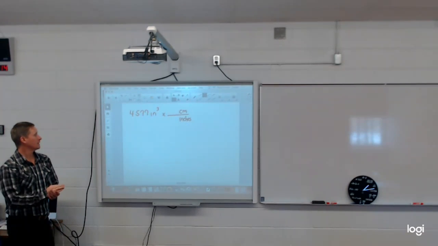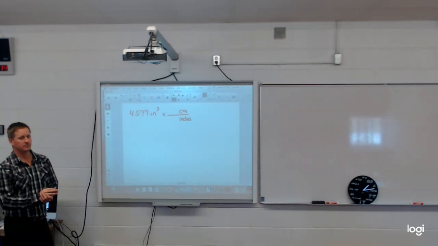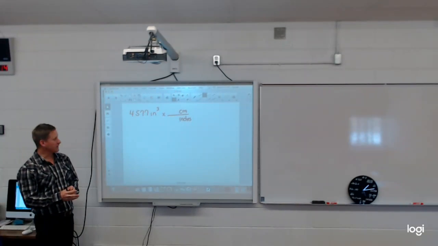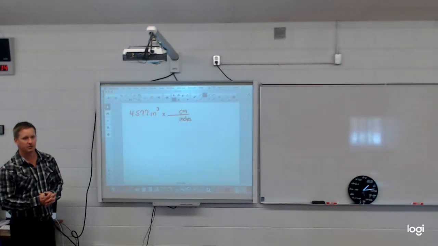Grade 10 science, you are having a class. You could go to 16.39 centimeters would be more than inches. You could, well, no, Harley's right. Centimeters cubed, you could go 1 centimeter cubed to 0.06 cubic inches.